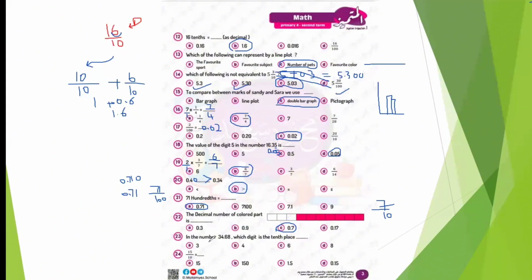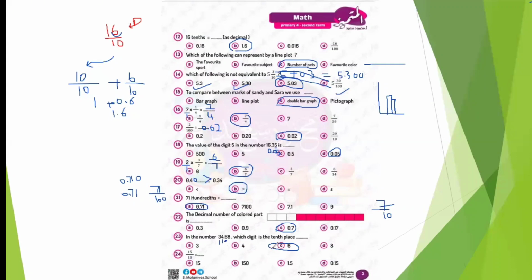23. In the number 34.68, which digit is in the 10th place? This is in units and this is in tenths, but he wants the 10th. 6 in the 10th place and 8 in 100th place. So the answer is C.